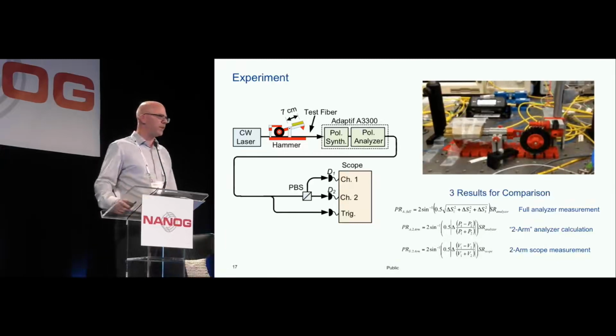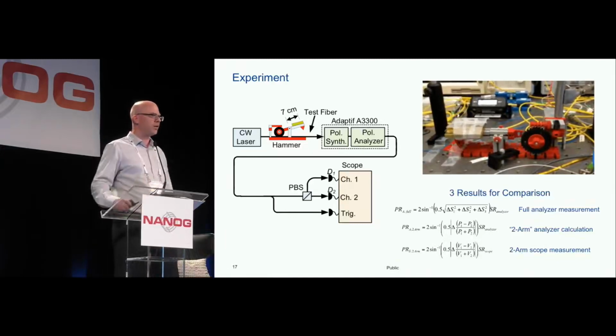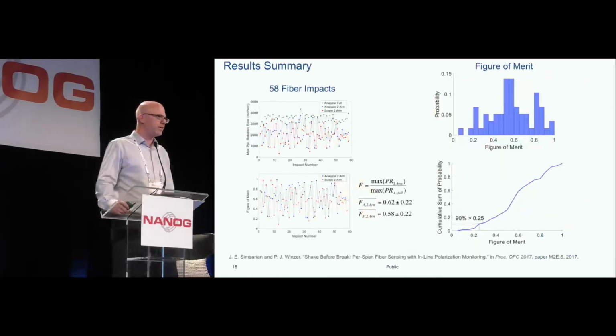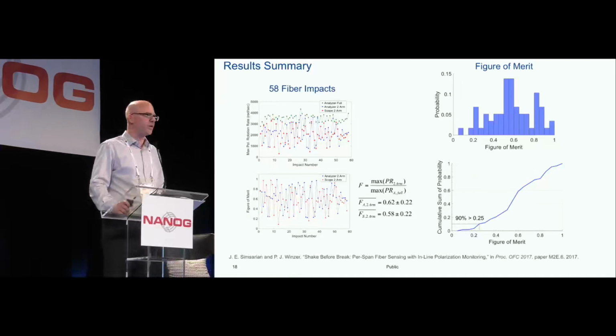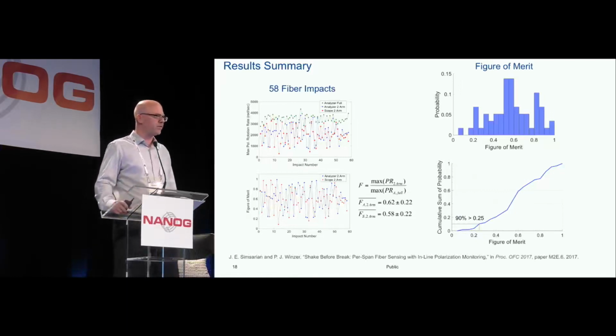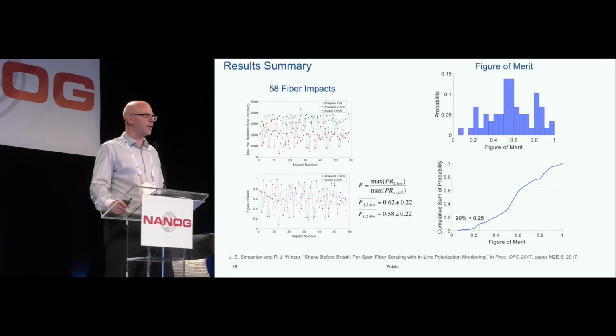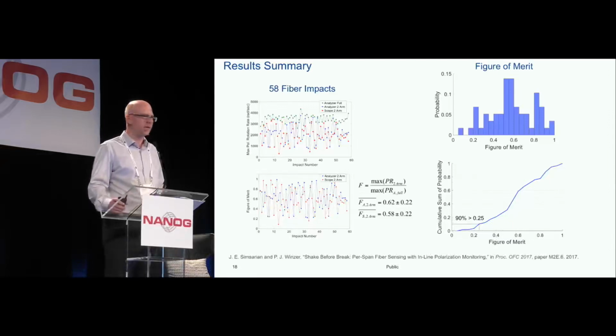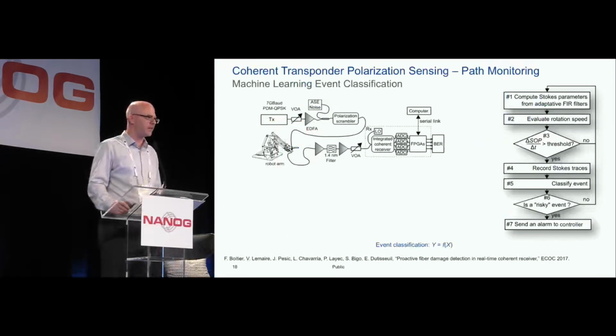And so we expect our method is not going to measure as large of a polarization rotation as the full characterization. We did some statistics on it with 58 impacts at different points and different polarization states, and we defined a figure of merit that compares our low-cost measurement to a full reconstruction. And we find that it's about 60%. It measures on average about 60% our method compared to the full reconstruction. And 90% of the measurements had a fidelity greater than 0.25, so it gives some indication that there's some activity happening on your fiber.